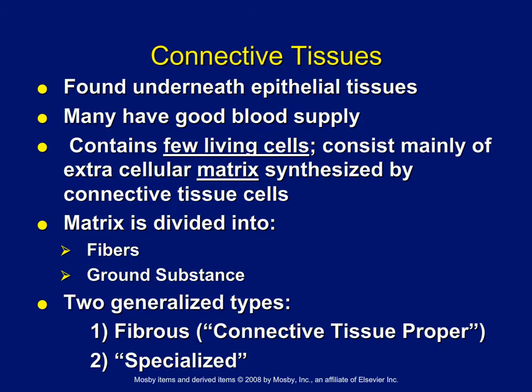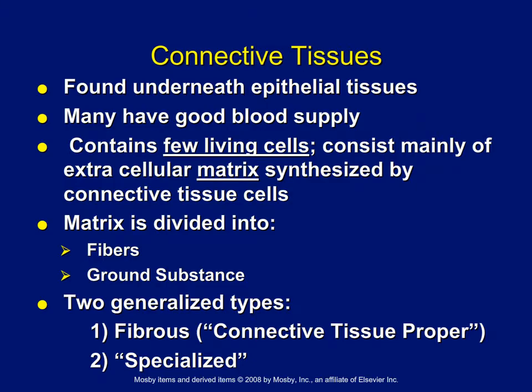The big thing that distinguishes connective tissues from any other tissue type is that it contains very few living cells. That is, the majority of the tissue is actually made up of non-cellular or acellular material, and we call this material the extracellular matrix. We'll talk about that in just a minute. There are two different types of connective tissue: connective tissue proper, or what we call fibrous connective tissue, and then there's everything else, which we call specialized connective tissue.